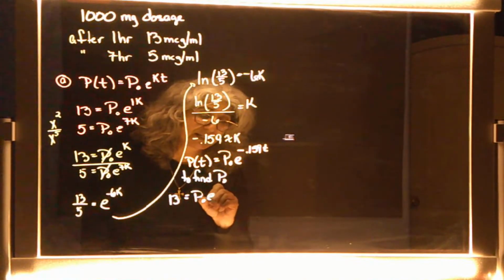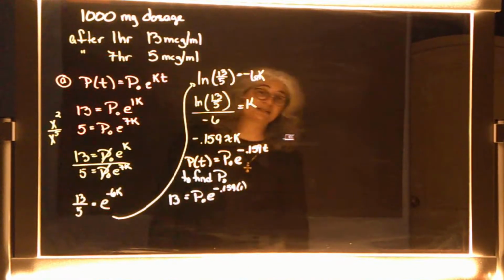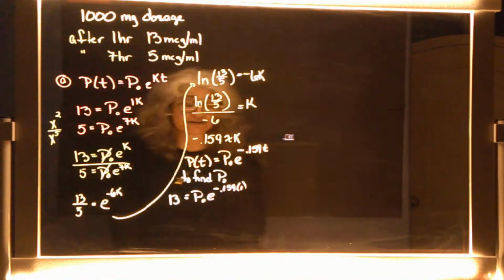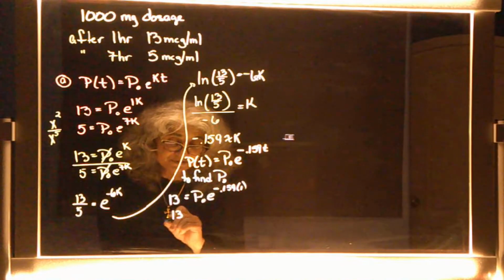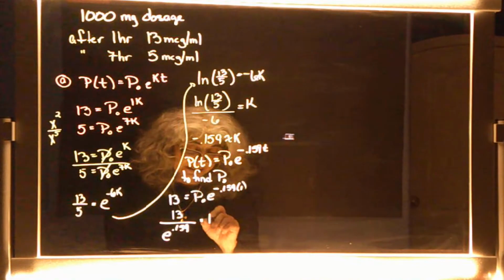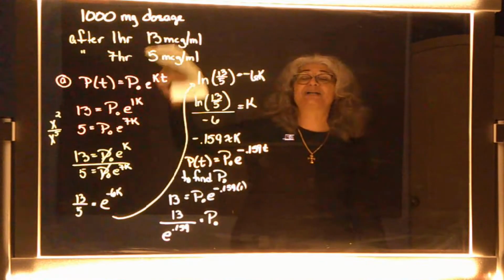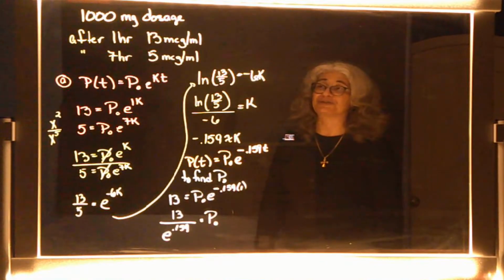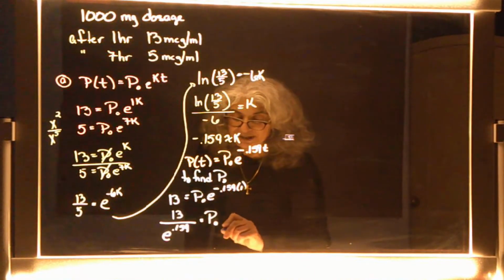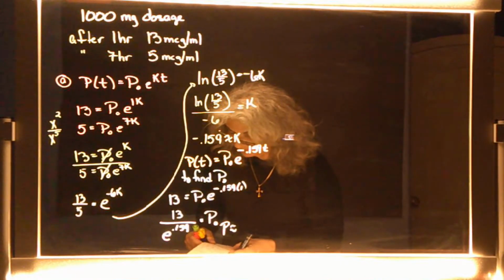P sub 0 e to the -0.159 times 1. Right? Because time was 1 hour. Agreed? All right. So back to our algebraic stuff. I need P sub 0 by itself, so it looks like I have to divide by the e portion, don't I? And gratefully anything times 1 is itself, so I don't have to worry about the 1, which is another reason I chose the 1 hour and 13 micrograms per milliliter. Got it? Okay. And so I end up with P sub 0 is approximately, what'd you guys get?